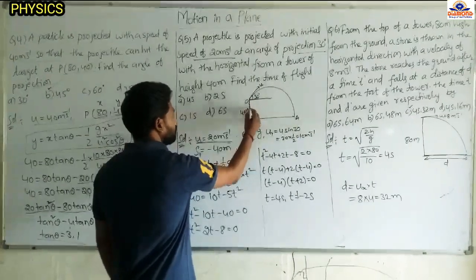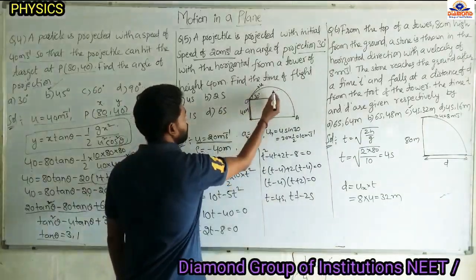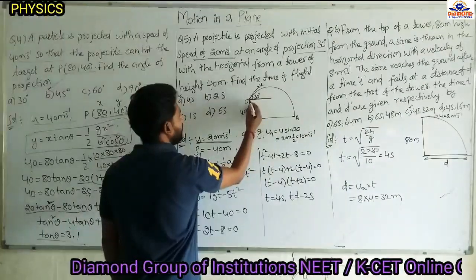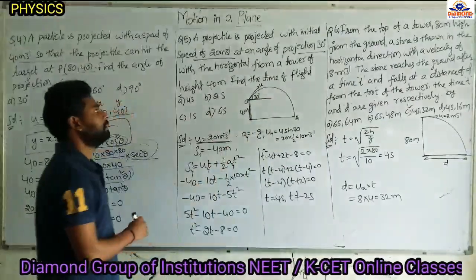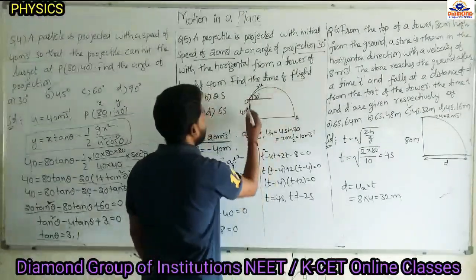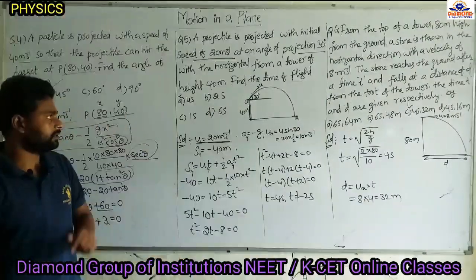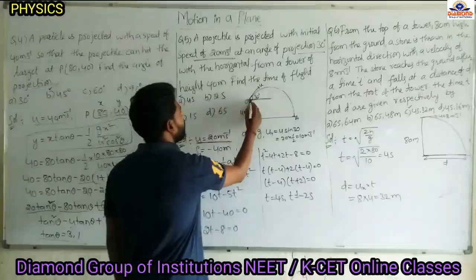So from here to the tower is 40. From a 40 meter height tower he is standing and projecting an object, making a 30 degree angle, with velocity 20 meters per second. Find the time of flight. Time of flight: from here to reach here, how much time it is taking, that we have to find. Okay, we are projecting in the upward direction.